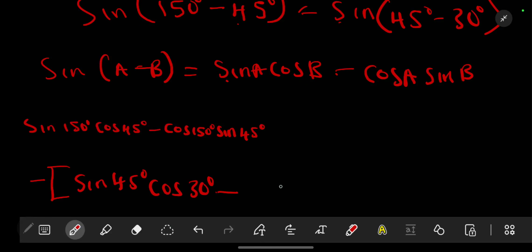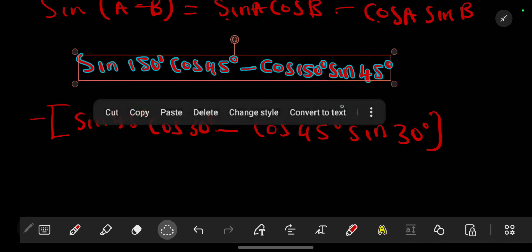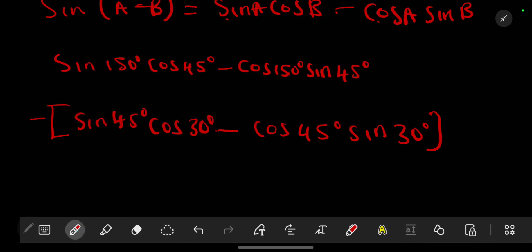So I have my minus, it will be cos. Now you are interchanging: cos of A, which is 45 degrees. Then you have your sine of B, which is your 30 degrees, like that. So this gives us what is our sine of 115 degrees. So first let's say we have that sine of 115.